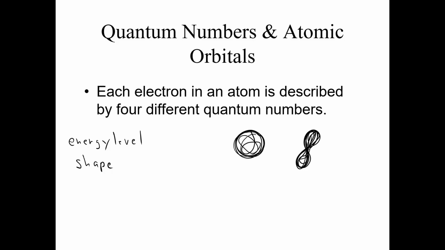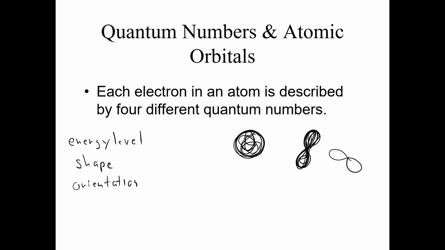And then if it's spherical, it can only have one orientation. But if it's a dumbbell, it can have different orientations. So we have orientation. That's the third quantum number, right? Does it go up and down like an XY coordinate? Is it on the x-axis, y-axis, or is it like this? So this is the orientation.